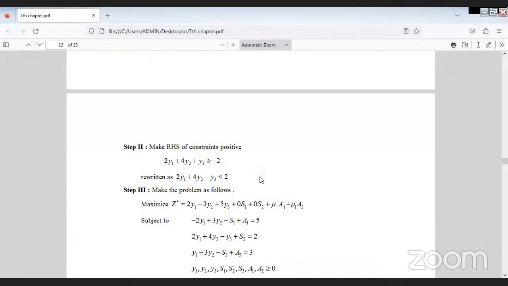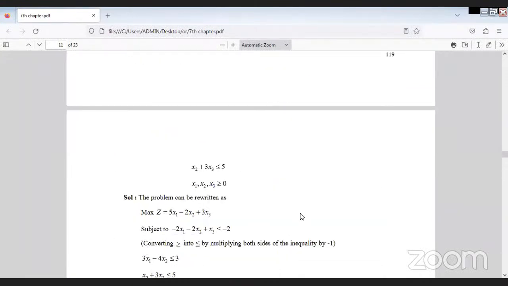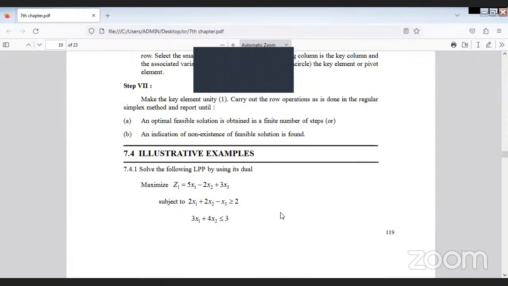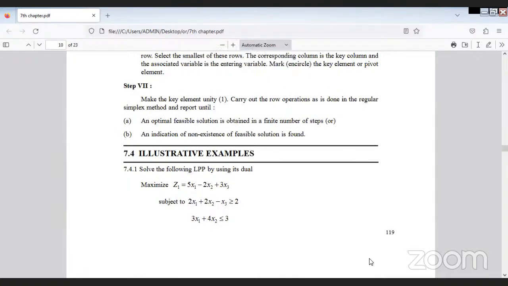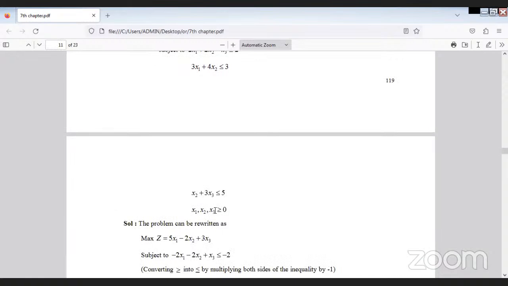So good afternoon, everyone. Today we discuss the 7th unit, the illustrative examples. Z is equal to 5x1 minus 2x2 plus 3x3, subject to 2x1 plus 2x2 minus x3 greater than or equal to 2, 3x1 plus 4x2 less than or equal to 3, x2 plus 3x3 greater than or equal to 5, and x1, x2, x3 greater than or equal to 0.